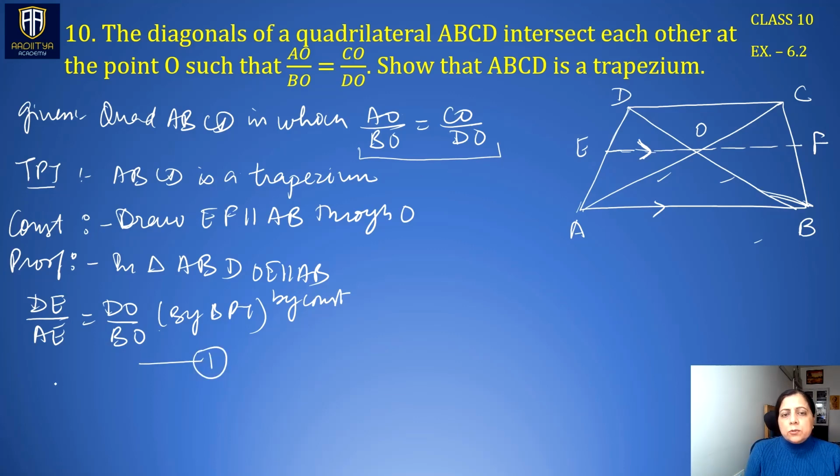Now I come to this ratio. What is given to us is AO upon BO is equal to CO upon DO. But we can see that AO and BO are not fractions of the same side of a triangle. They are forming different sides of different triangles. So first we have to modify the ratio. So yes, we can write this as AO upon CO. See, AO and CO are the parts of one side.